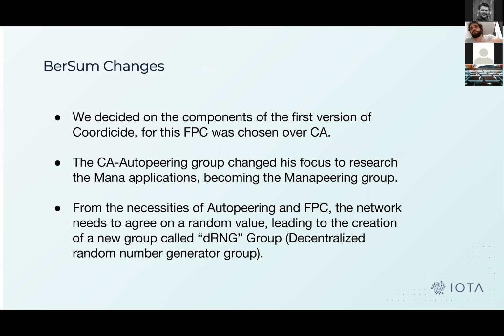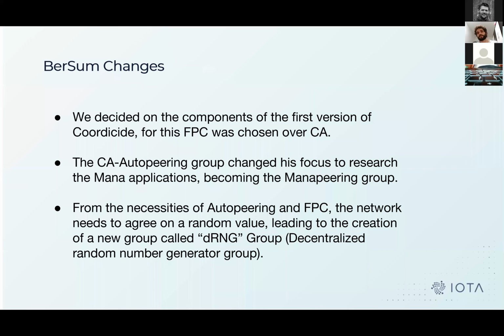Especially at the Berlin Summit, we had many changes. We said, well, now we are nearing the end line of Coordicide research. So what needs to change? What needs to be done? It was there that we decided we would be dropping CA to keep FPC. Because of this, the group that was working on CA also changed to work on MANA, on how MANA impacted the other components. So we changed it from the CA auto-peering group to the MANA peering group.